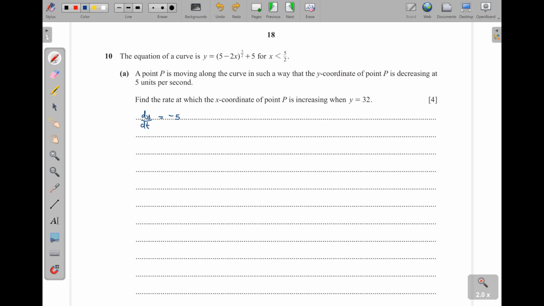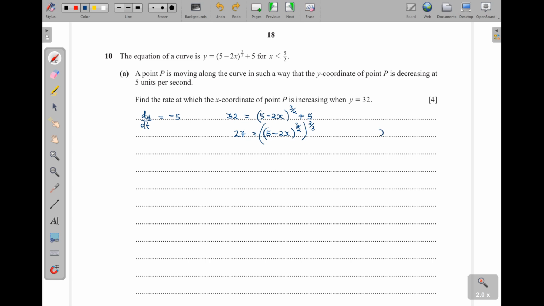So if we have 32 here, I'm now substituting. This is equal to (5 minus 2x) to the power of 3 over 2, plus 5. When I bring this 5 to this side and subtract, that will be 27, which is equal to (5 minus 2x) to the power of 3 over 2. Now, here I will multiply by 2 over 3 to eliminate this power.